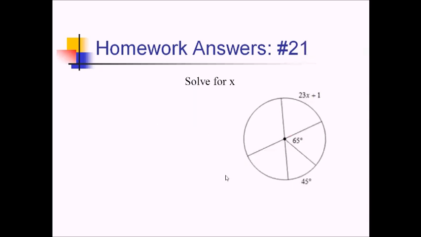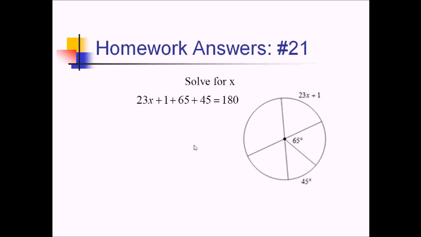For number 21, we're trying to solve for x. Now, all the information we're given is all contained on this one semicircle in the circle here. We've got 45 degrees for this arc, a central angle of 65, which means this arc here is also 65, and then we have this other arc here, 23x plus 1. All three of these things have got to add up to 180 because they all make up the complete semicircle on that right side there.